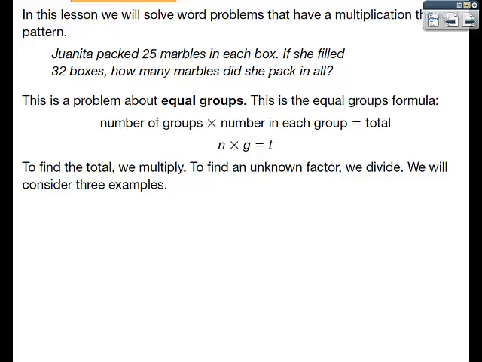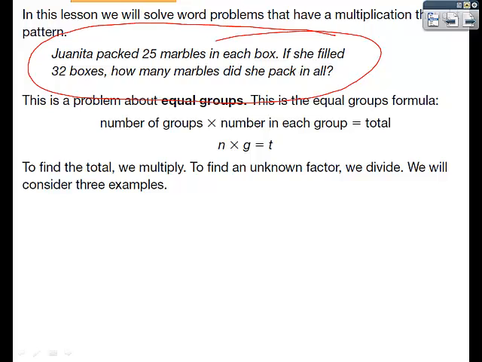Juanita packed 25 marbles in each box. If she filled 32 boxes, how many marbles did she pack in all? This is a problem about equal groups. This is the equal groups formula. Number of groups times number in each group equals total. To find the total, we would just use multiplication. To find an unknown factor, we would divide. We will consider 3 examples. Before we do that, let's just look at this one.